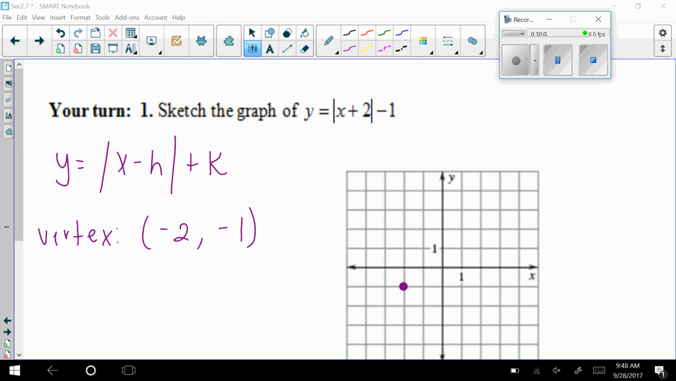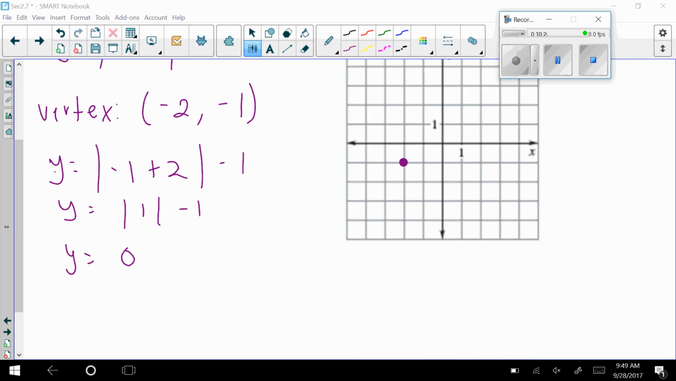So to start, I want to find the vertex. And to do this, I'm going to look at my h, which is, in this case, -2, because x minus h is my general. And now I have x plus 2, so my h has to be -2. And then my k is -1, because generally I have plus k, and here I have -1. So my vertex is (-2, 1), and I'm going to plot that point.